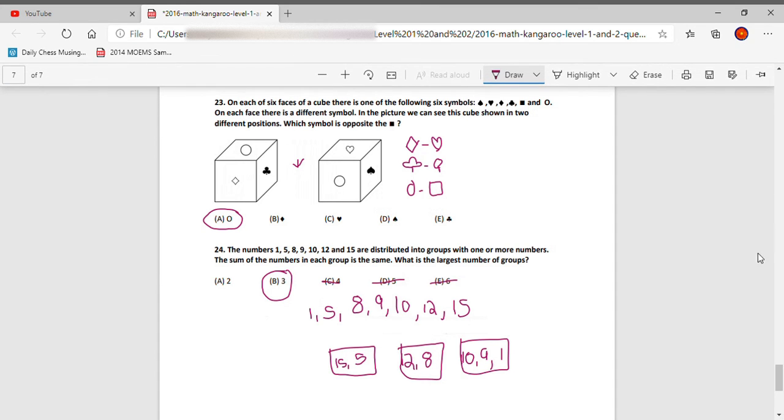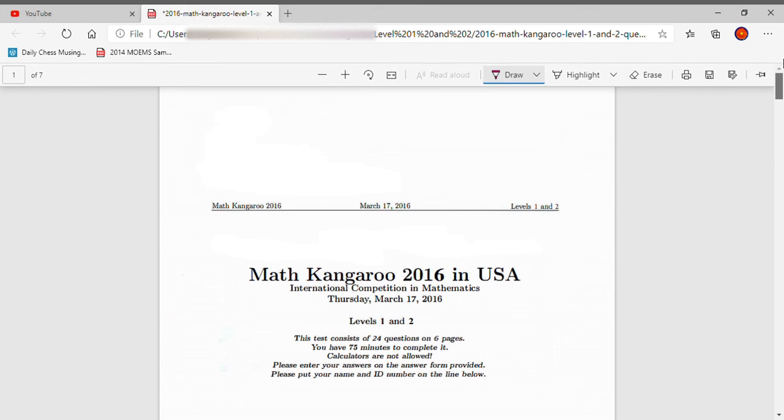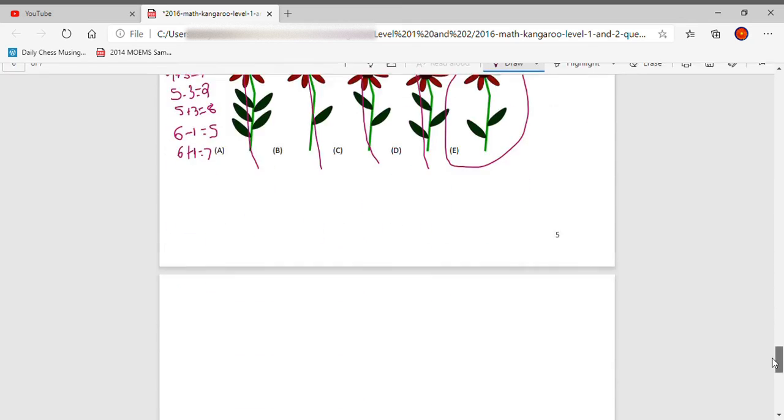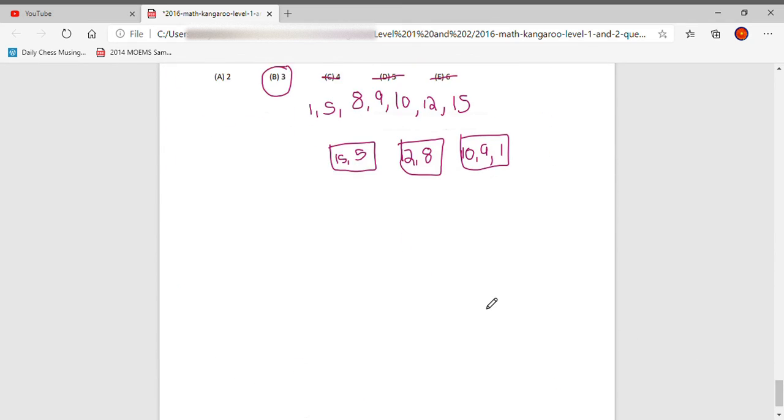So we finally finished the 2016 in the USA for levels 1 and 2. We finally finished this math kangaroo test when we finished the 5-point problems. So I have one more thing to say.